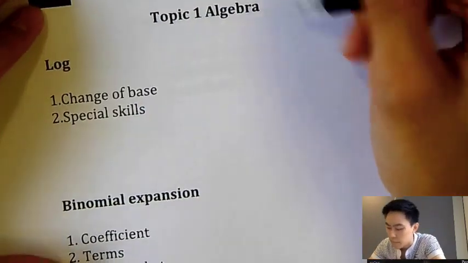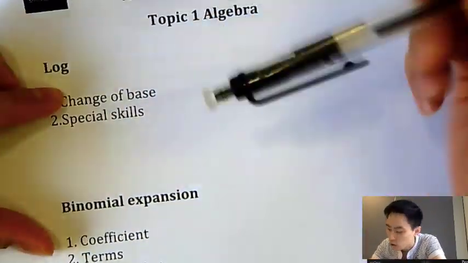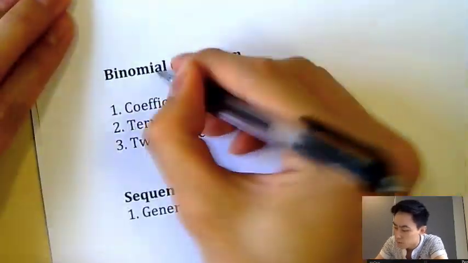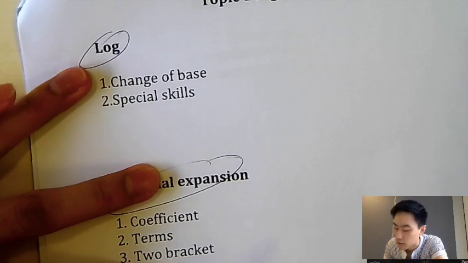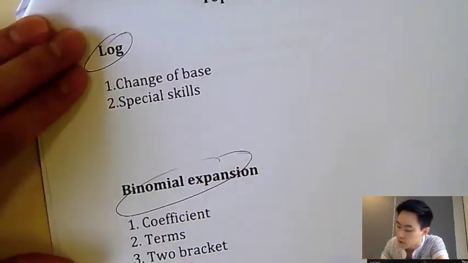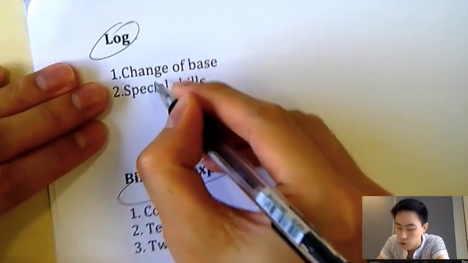In Math SL, we have 6 topics, right? In topic 1, algebra, you need to know log, binomial expansion, and sequences, okay? At least you need to know these 3 topics very well. And for log especially, you need to know how to change the base.